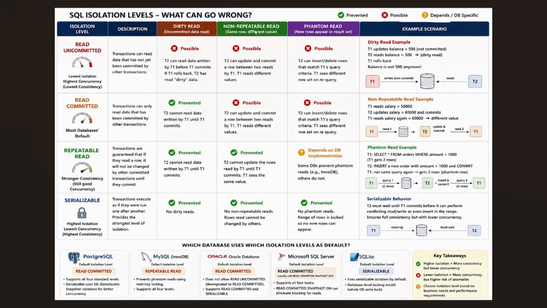And in case of non-repeatable read, obviously this would be there. If dirty read is there, then obviously non-repeatable read will occur. And same for the phantom read. So in read uncommitted, all these three anomalies are possible.